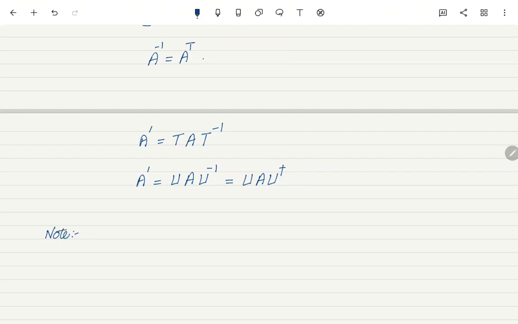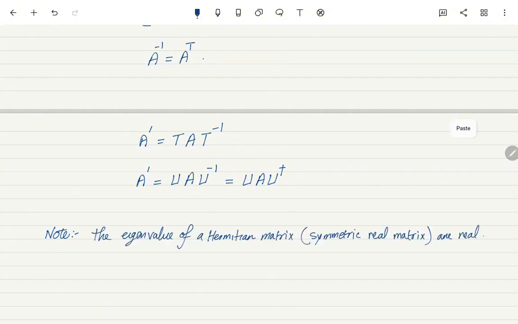Note number 1. The eigenvalues of a Hermitian matrix or real symmetric matrix are real. As another note, the eigenvectors of a Hermitian matrix or real symmetric matrix belonging to different eigenvalues are orthogonal.